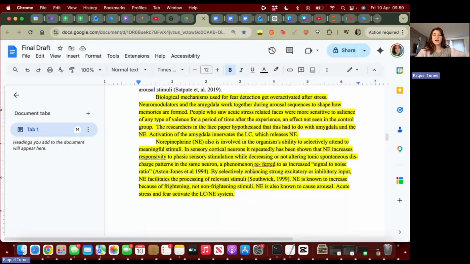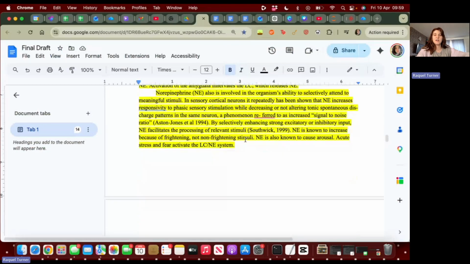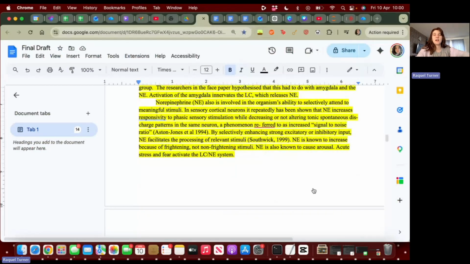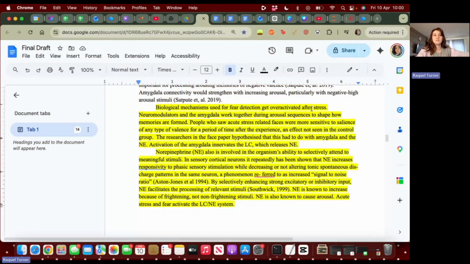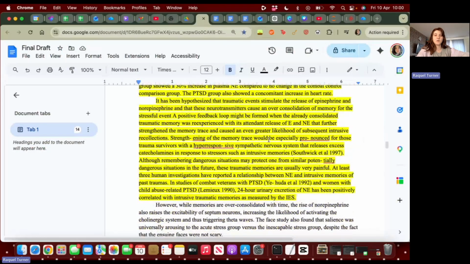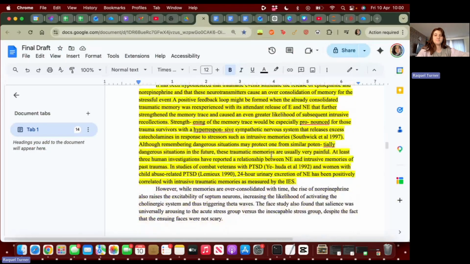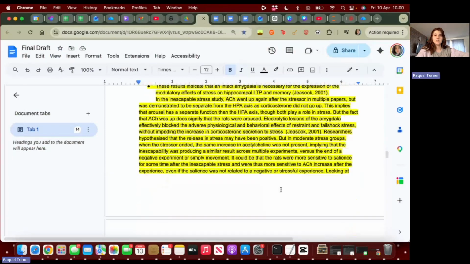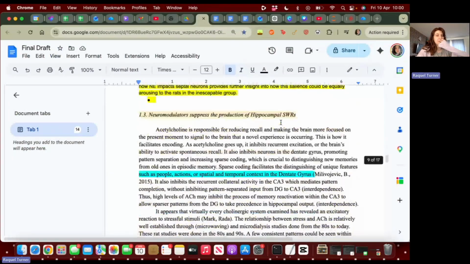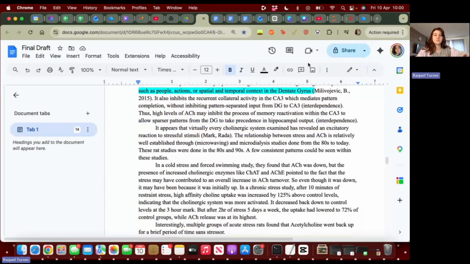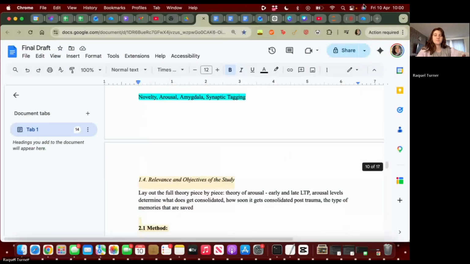I need to think, what do I actually need to put in there? Part of writing is also cutting down. And I think I'm going to cut down probably by the end, because I actually have a lot to say. So these are all copy pasted in as well. That's why I highlighted them. So a lot of it you see is already ready for me to go. And then neuromodulators suppress the production of hippocampal sharp wave ripples. This is going to get rewritten a bit.